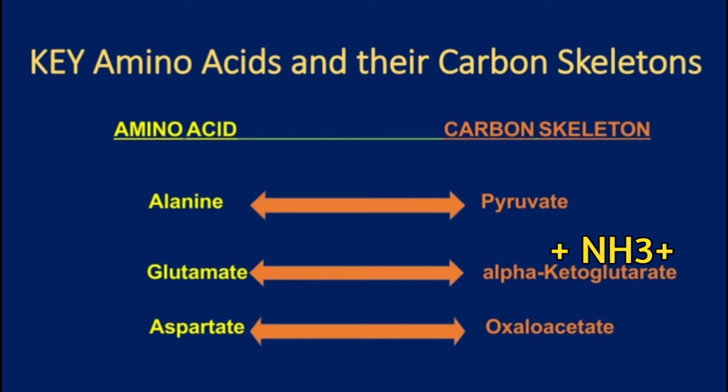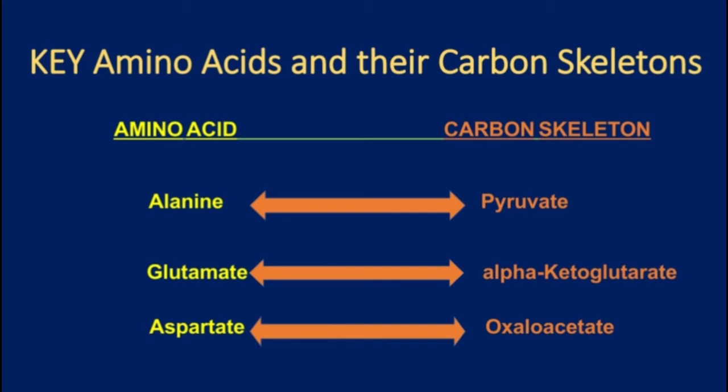The third amino acid is aspartate, and the carbon skeleton it produces when it is metabolized is oxaloacetate. It can also be made from oxaloacetate with glutamate as the donor of the amine group in the AST reaction.